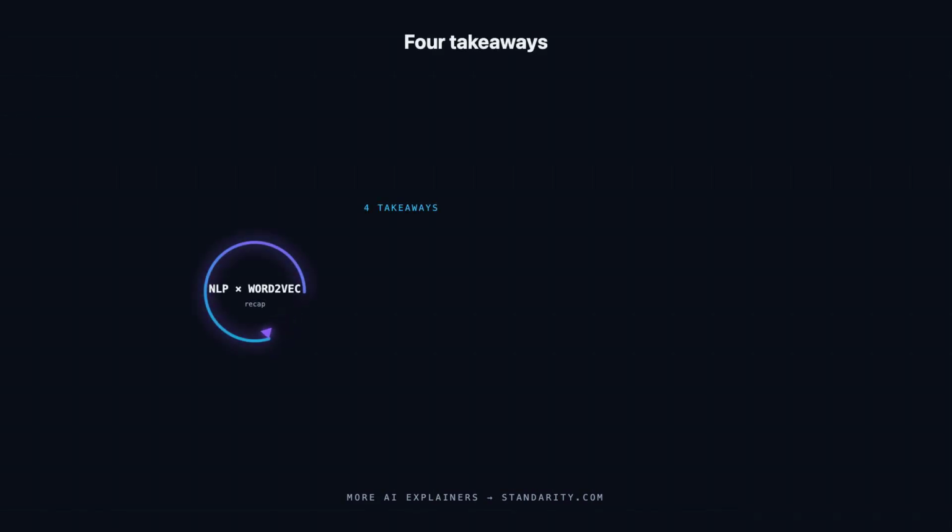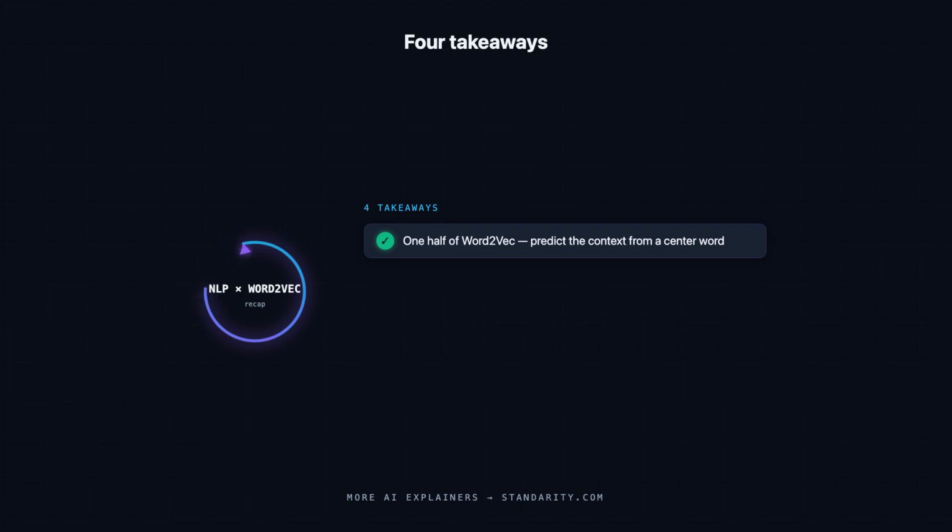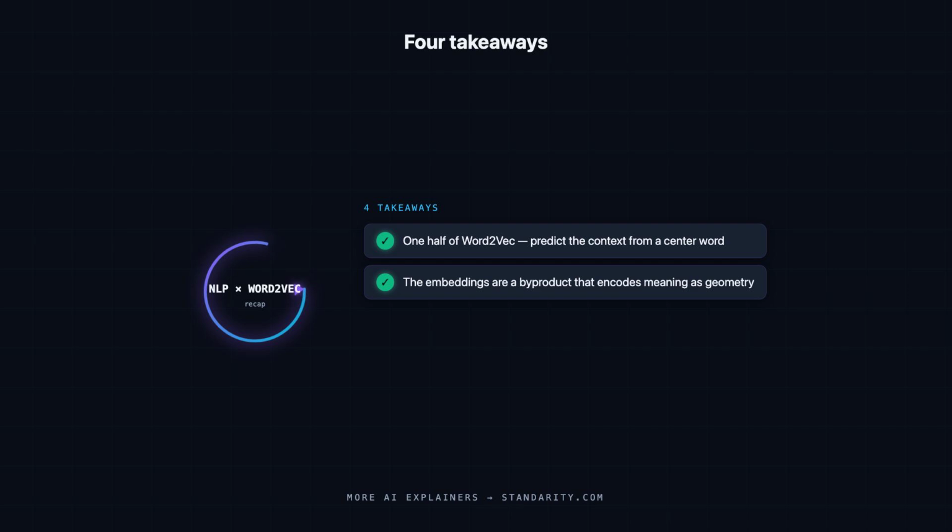All right, let's lock in the essentials. This model forms one half of Word2Vec, learning embeddings by training a network to predict a word's surrounding context from the center word itself. The embeddings are a byproduct. To predict context well, the network must place words used in similar contexts near each other, which is why king minus man plus woman lands near queen.